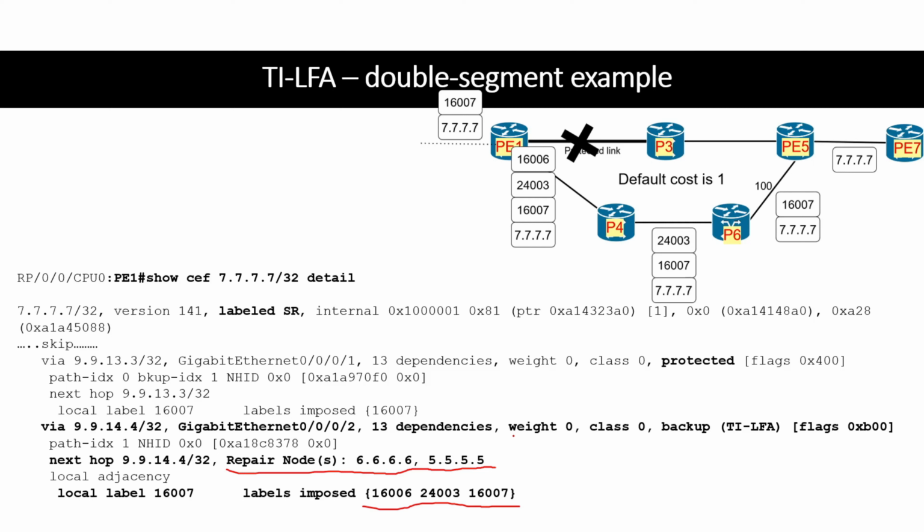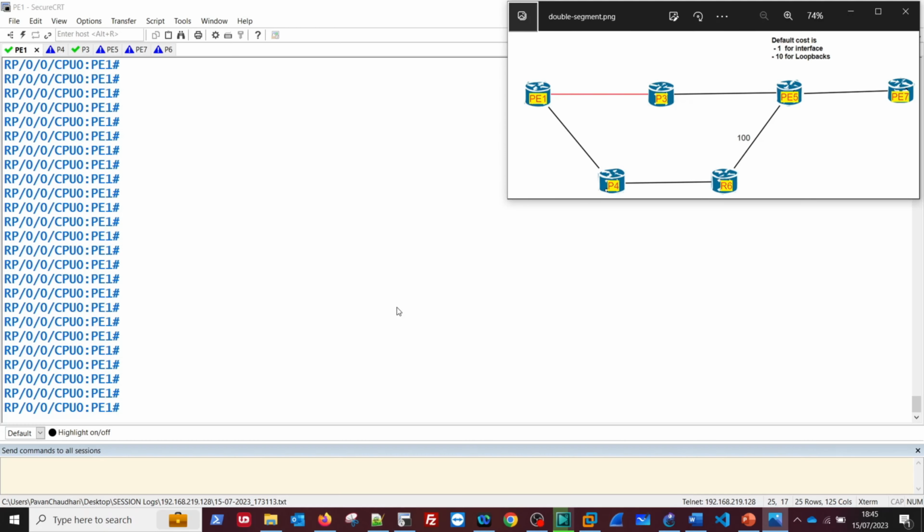Very rarely will you get more than two labels in your network on the backup path. It generally happens in case of asymmetric link cost in the network, but it is very rare. This is for the double segment. So here we have increased the cost between R6 and R5. So P1, P4 and P6 are part of the P space, and P3, P5 and PE7 are part of the Q space.